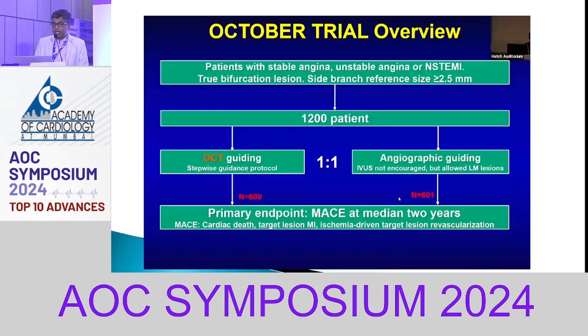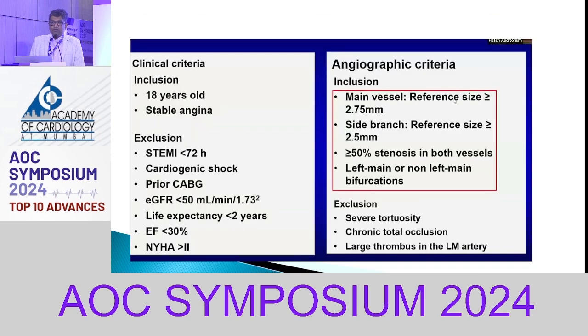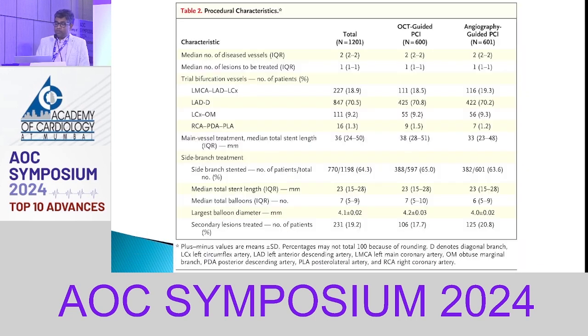Again, it's a big trial, 1200 patients randomized, half to OCT guided and half to angiographic guided PCI, and again primary endpoint of MACE at 2 years was studied. Now these patients were bifurcation patients where side branch was more than 2.5 millimeters and more than 50% stenosis in both vessels. If you see the procedural characteristics, almost 65% of the patients needed 2 stents.